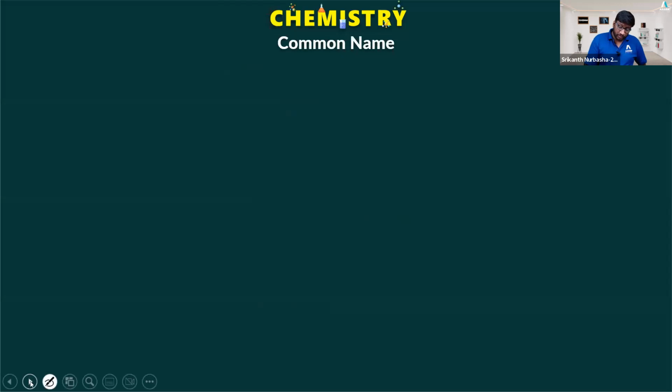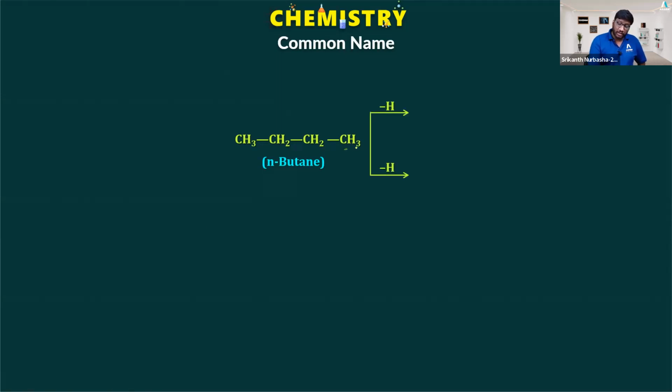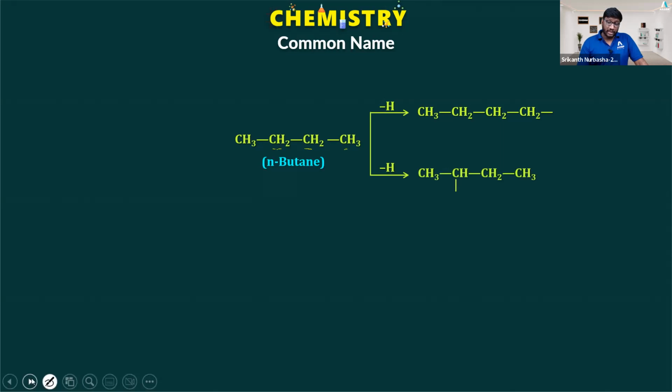We have many more. From butane, CH3CH2CH2CH3, I can remove hydrogen from the terminal carbon, generating n-butyl. I can also remove hydrogen from the two inner carbons. In that case, can I write isobutyl? No. So what is that name? It is said to be secondary butyl.